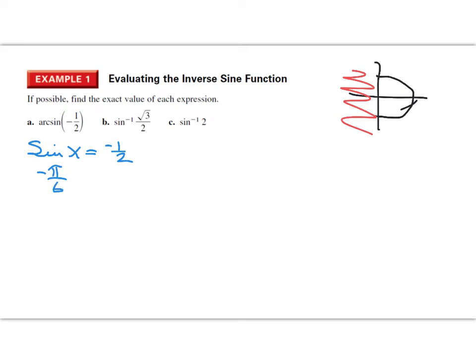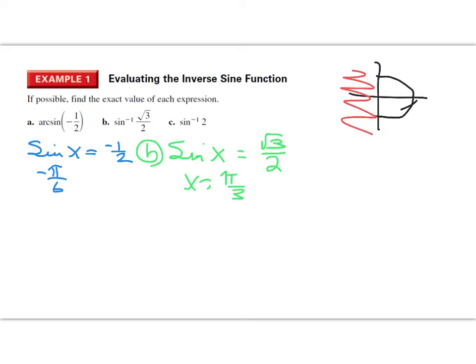Let's do B. So for B, we want to know the sine of what angle is the square root of 3 over 2. 0, 30, 45, 60. So it's going to be 60, and it's positive. So positive is going to be at the top. So that means x is going to be pi over 3.